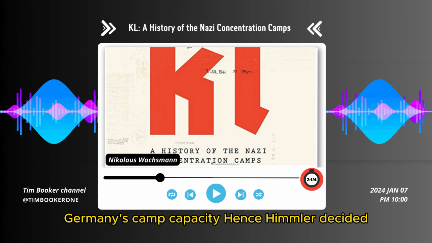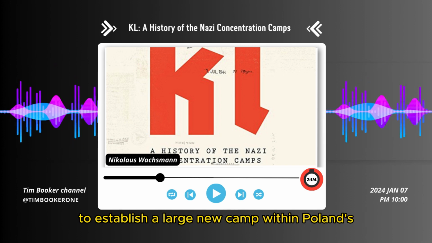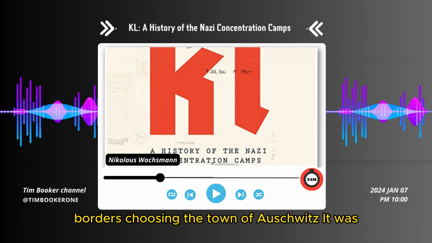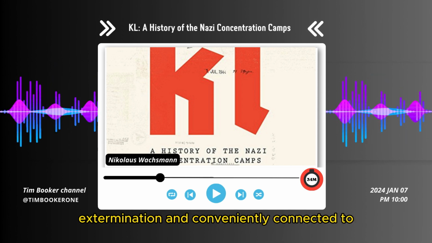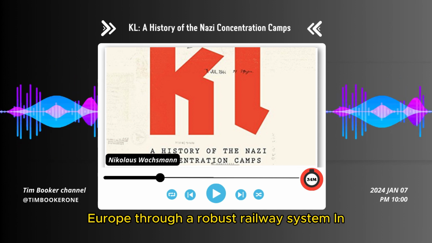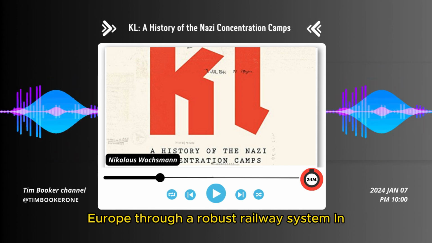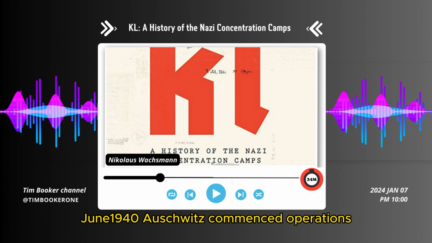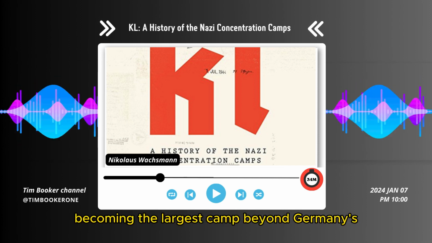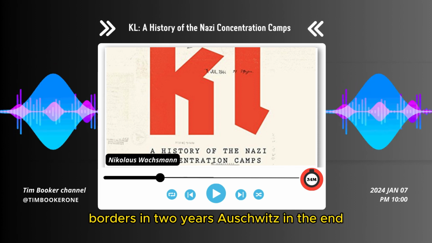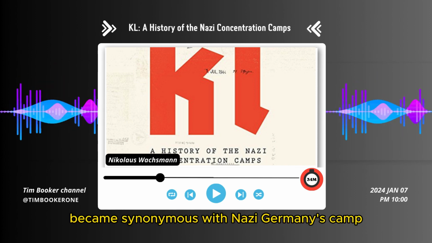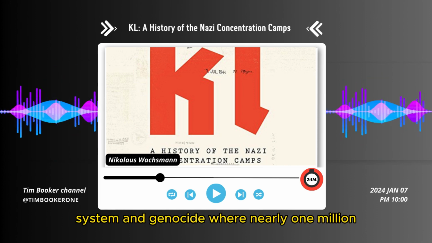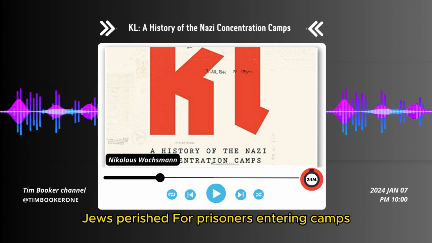Hence, Himmler decided to establish a large new camp within Poland's borders, choosing the town of Auschwitz. It was remote enough for secretive large-scale extermination and conveniently connected to Europe through a robust railway system. In June 1940, Auschwitz commenced operations, becoming the largest camp beyond Germany's borders in 2 years. Auschwitz, in the end, became synonymous with Nazi Germany's camp system and genocide, where nearly 1 million Jews perished.